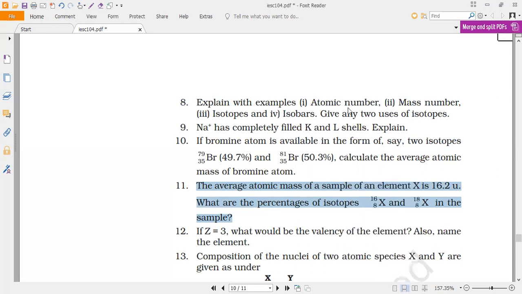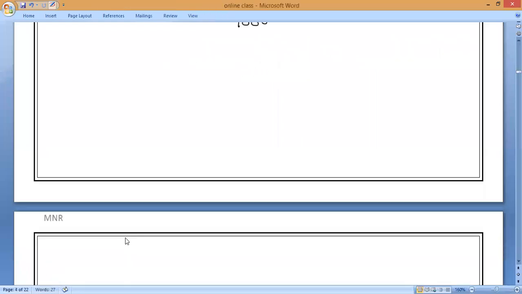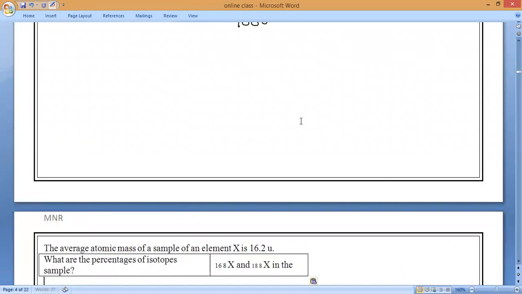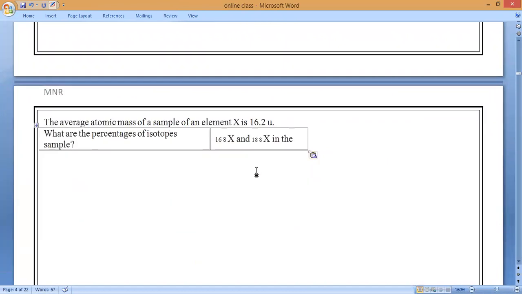I'll solve this question. But to solve it, you have to remember, we all know that total percentage is always equal to, what will we assume? How much will we assume for the total percentage? 100%. Yes or no? Total percentage is 100%.